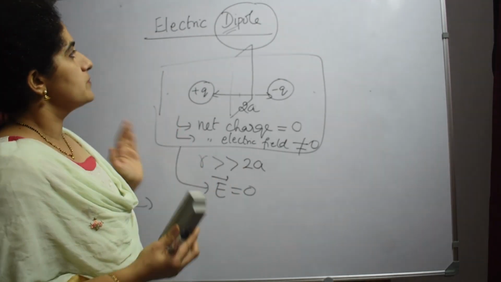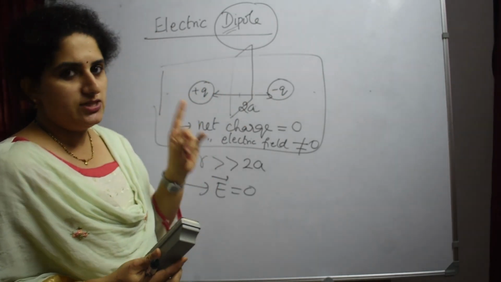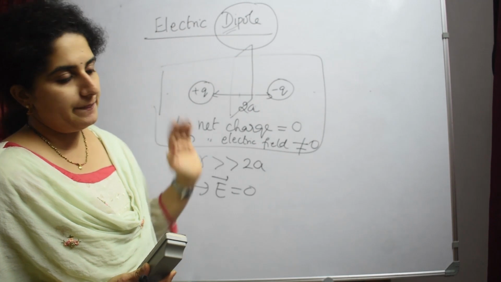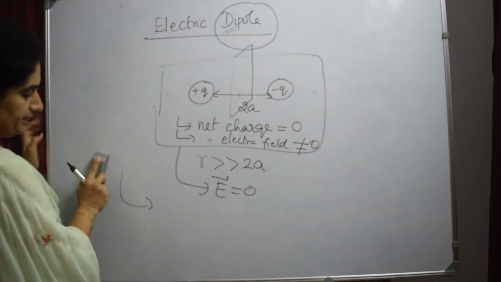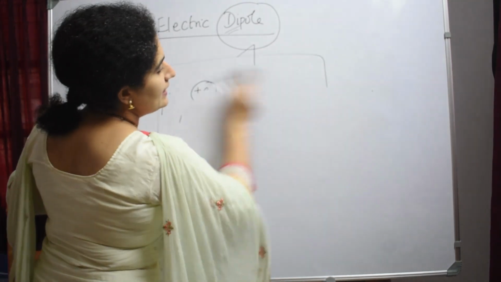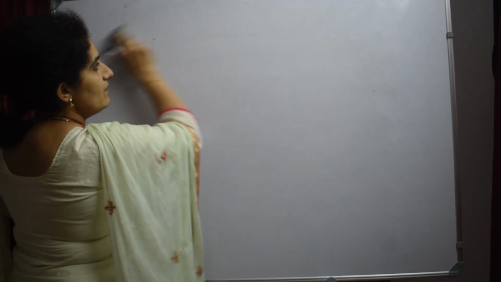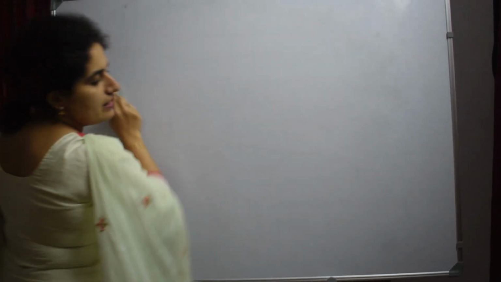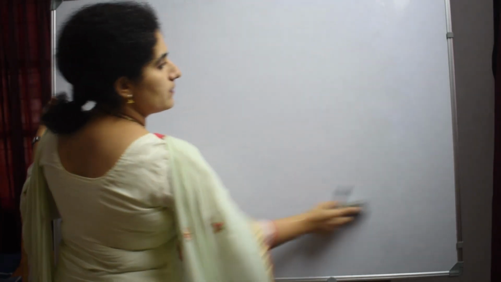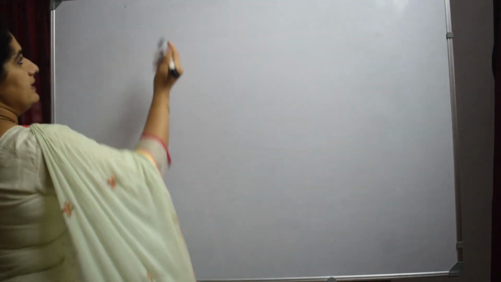Okay, so please keep in mind electric dipole: two equal and opposite charges which are separated by a distance of 2a. And we will also see how the electric field reduces as you go away from the charges. Whether it is inversely proportional to r, inversely proportional to r square, or inversely proportional to r cube, we will see. Okay. So first derivation.